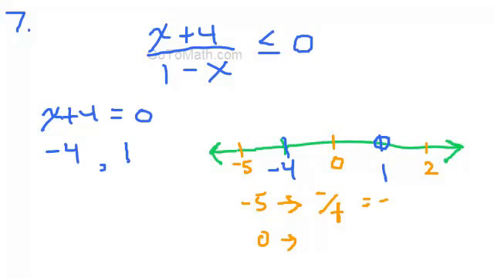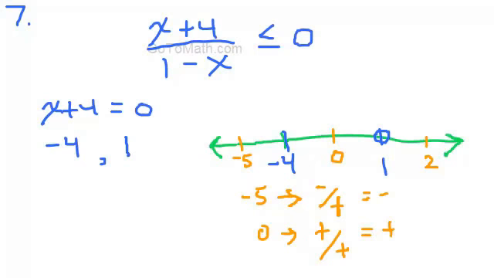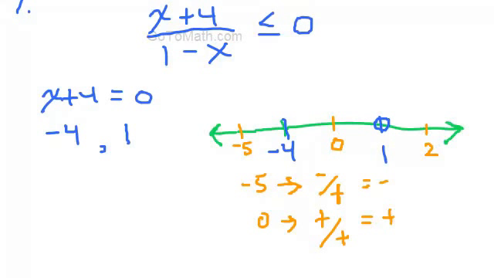Now we go ahead and plug 0 in, our other test point. So 0 in the numerator gives us a positive, and 0 in the denominator gives us a positive, since 1 minus 0 is just 1. So positive over a positive gives us a positive. Easy enough.